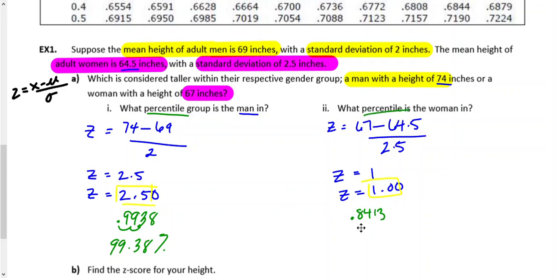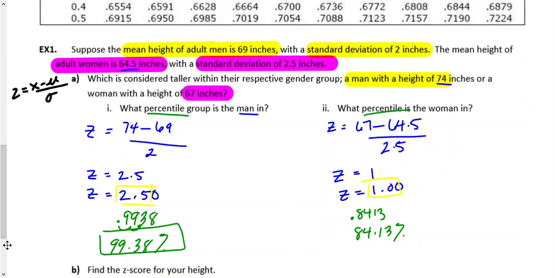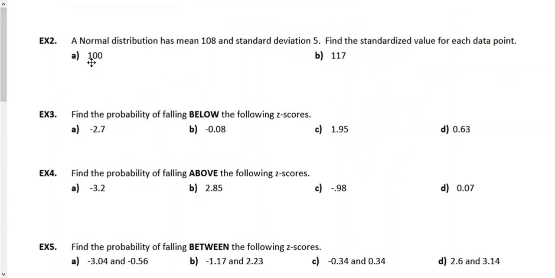Change it to a percent, 84.13%. So who is taller in their respective groups? The man is taller in his group. Part B, you can find the z-score for your own height. I'm not going to take time to do that, but you're welcome to check in with me to see if you did it correctly.